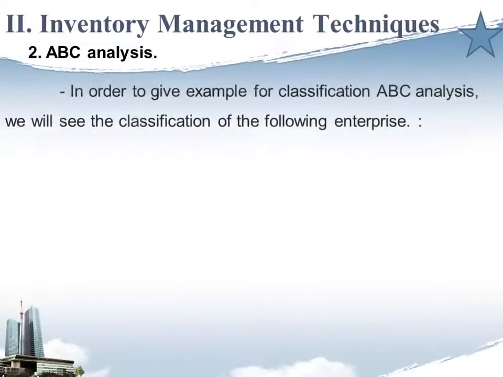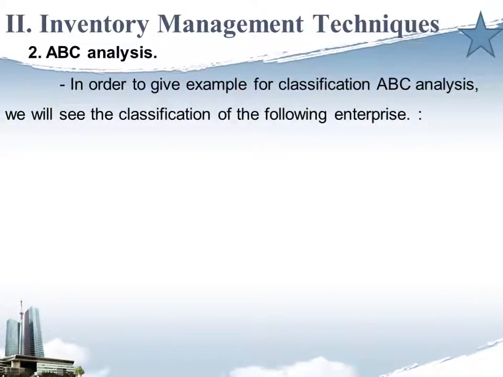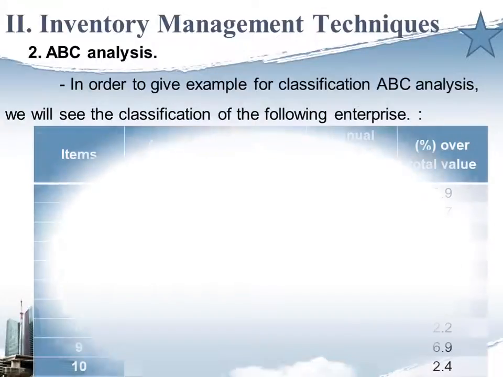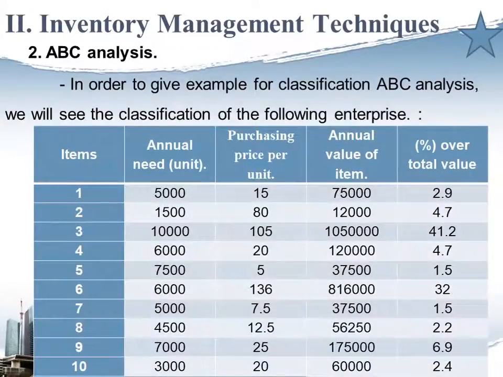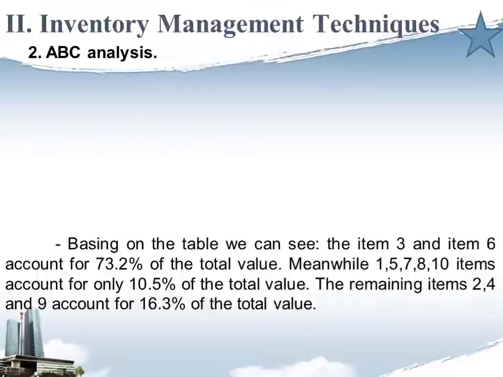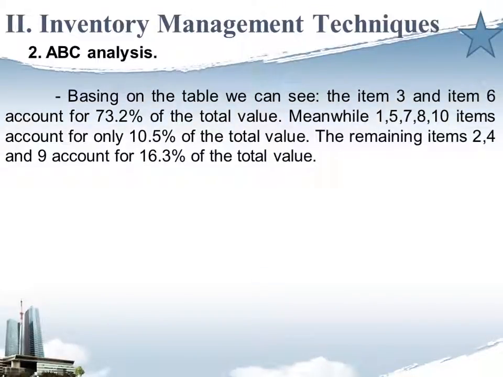Example. In order to give an example for classification by ABC analysis, we will see the classification of the following enterprise in the table below. They have 10 items with annual needs, purchasing price per unit, annual value of item, and percent over total value.